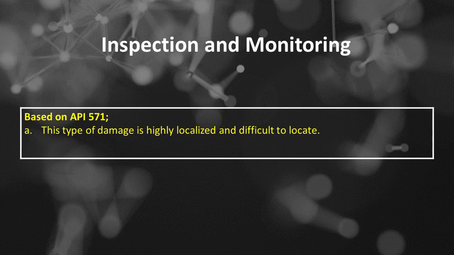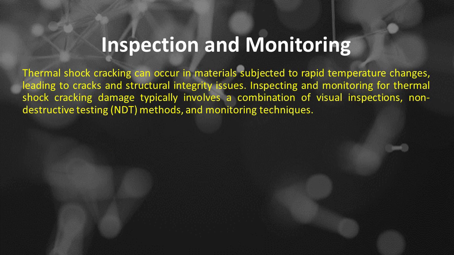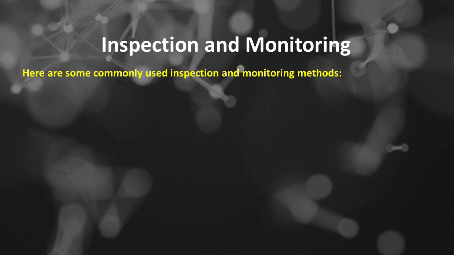Thermal shock damage inspection and monitoring method based on API 571. The first is this type of damage is highly localized and difficult to locate. The second is PT and MT can be used to confirm cracking. Thermal shock cracking can occur in materials subjected to rapid temperature changes, leading to cracks and structural integrity issues. Inspecting and monitoring for thermal shock cracking damage typically involves a combination of visual inspections, non-destructive testing, NDT, methods, and monitoring techniques. Here are some commonly used inspection and monitoring methods.